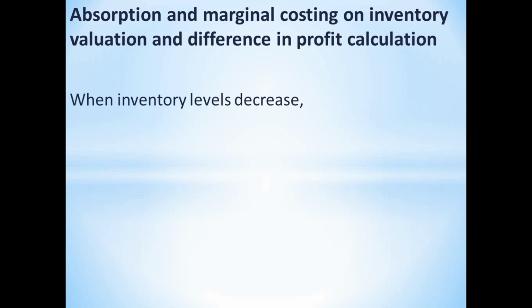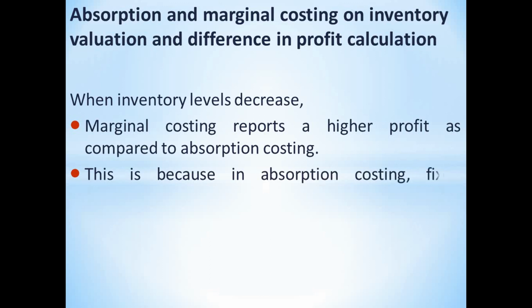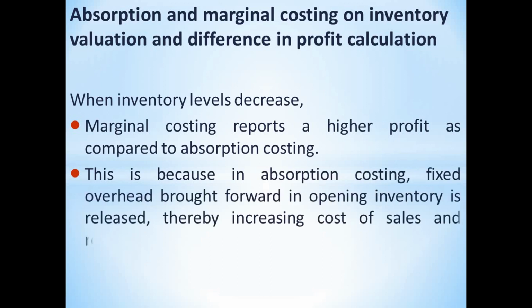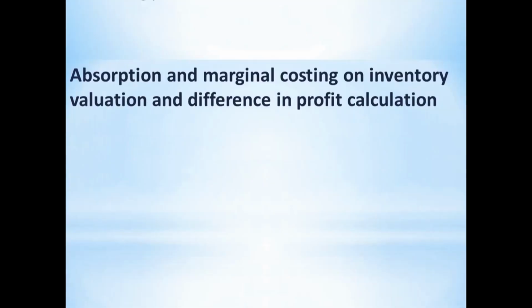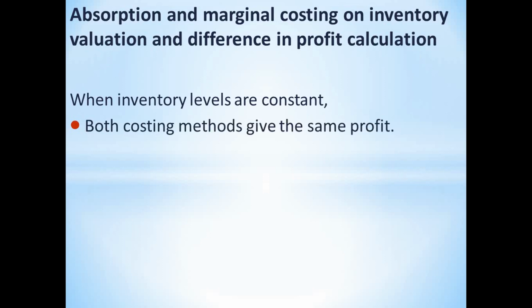When inventory levels decrease, marginal costing reports a higher profit as compared to absorption costing. This is because in absorption costing, fixed overhead brought forward in opening inventory is released, thereby increasing cost of sales and reducing profits. When inventory levels are constant, both costing methods give the same profit.